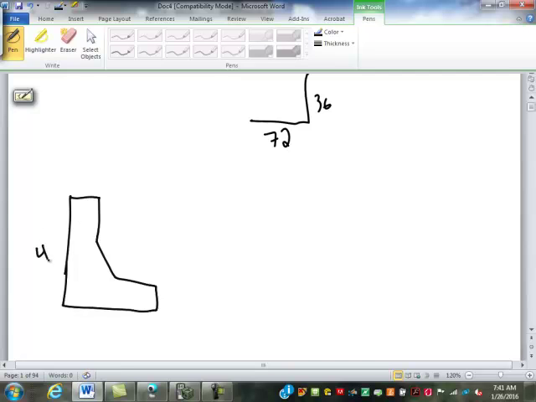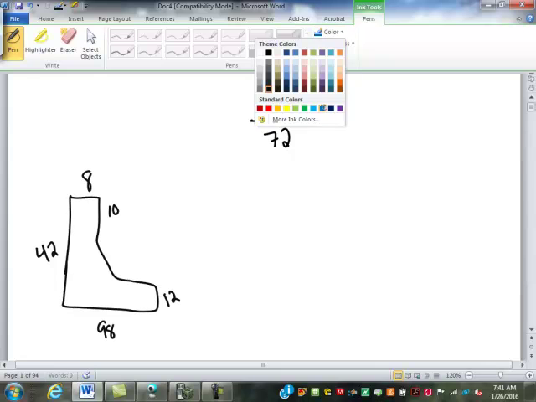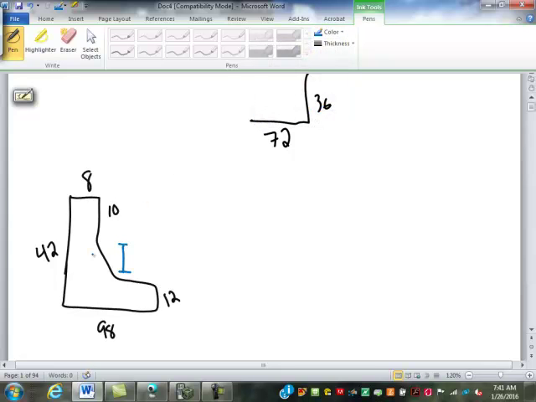So if this is 42, 8, 10, 12, and 98. You can figure out that this here, by taking 42 minus 10 and 12, you can figure out that's 20. Right?